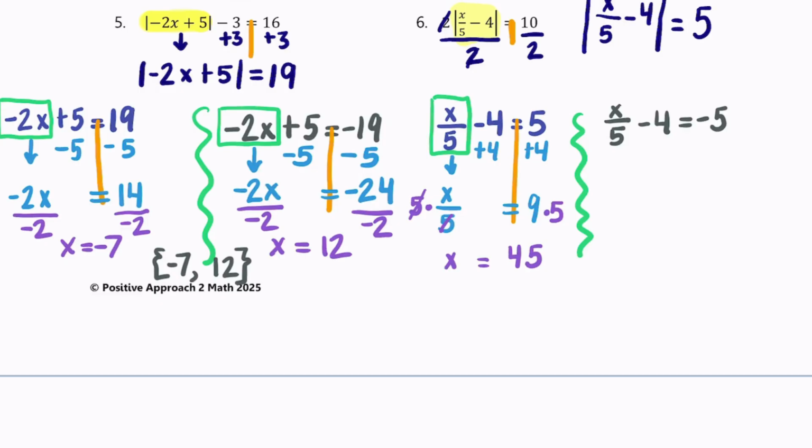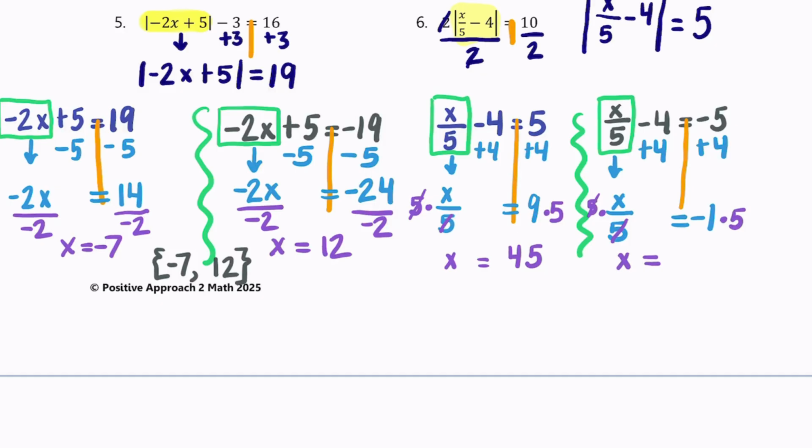All right, here we go. Draw our line down, put our x divided by 5 in our box. We're going to move over that minus 4 by adding 4. Negative 5 plus 4 gives us negative 1. And then to get rid of dividing by 5, we're going to multiply by 5. Remember, that's going to cross out both of those 5s, just leaving us with x. And negative 1 times 5 is simply negative 5. So our solution set for this problem is negative 5, 45.